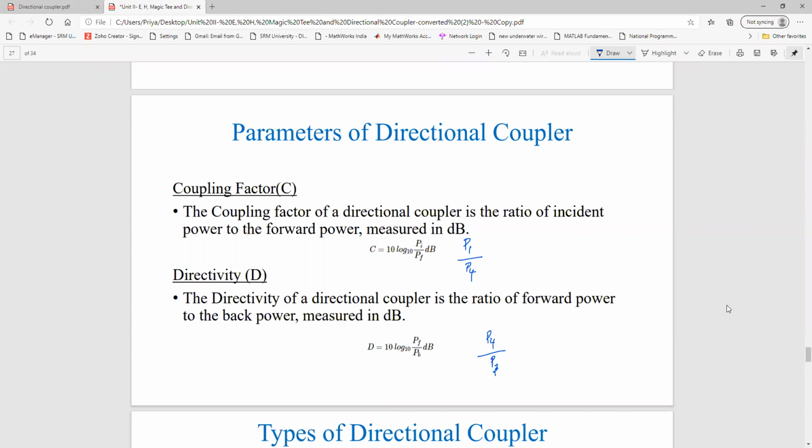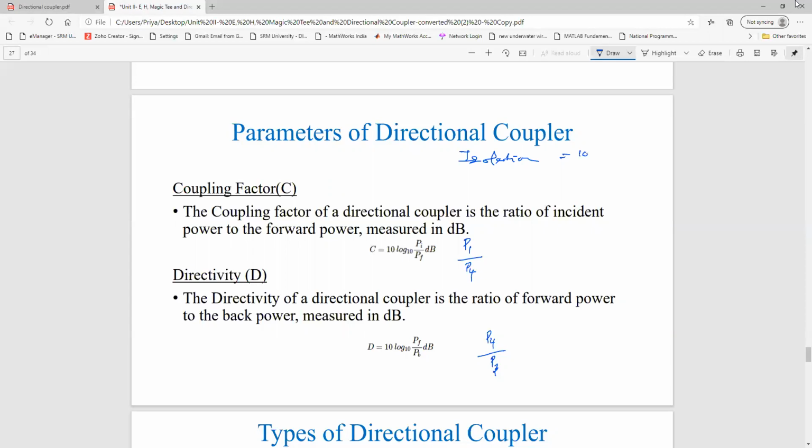We also have one more parameter to measure, which is the isolation loss. Isolation loss is the ratio of incident power to the back power. What is incident power? It is PI. So isolation loss is the ratio of incident power to the back power.